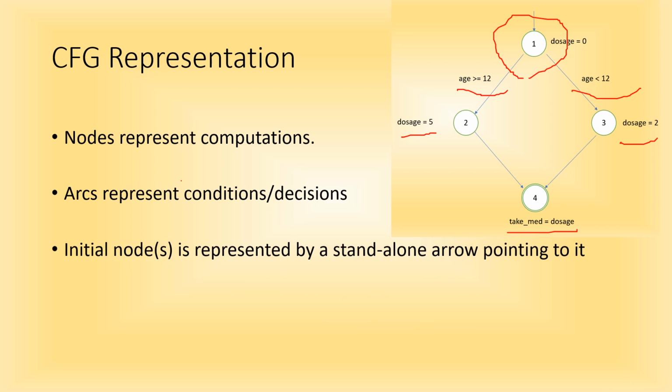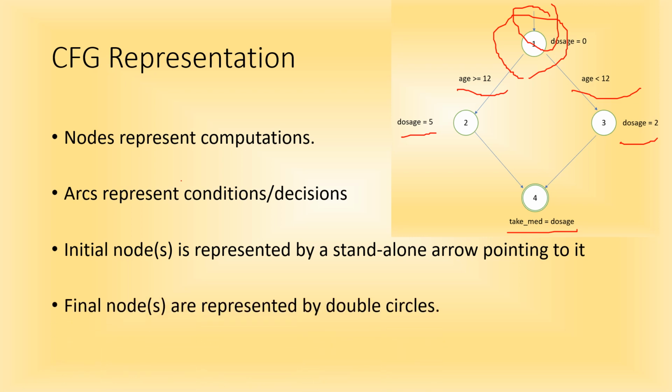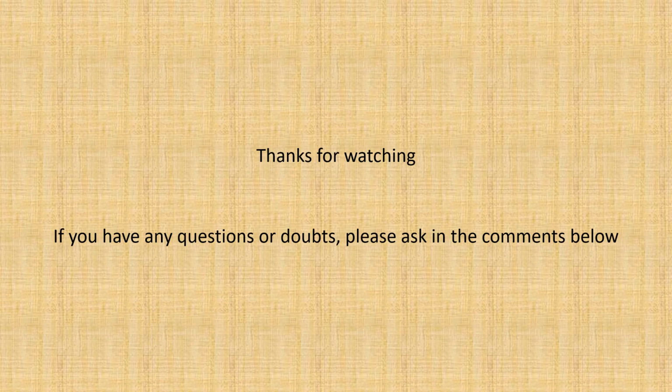And the initial node, once more, is here. It is represented by one arc, which is not coming from any other node. So that is our initial node. And the final node is represented by double circles. So here is a double circle. This is our final node. So this is how we develop the control flow graphs.